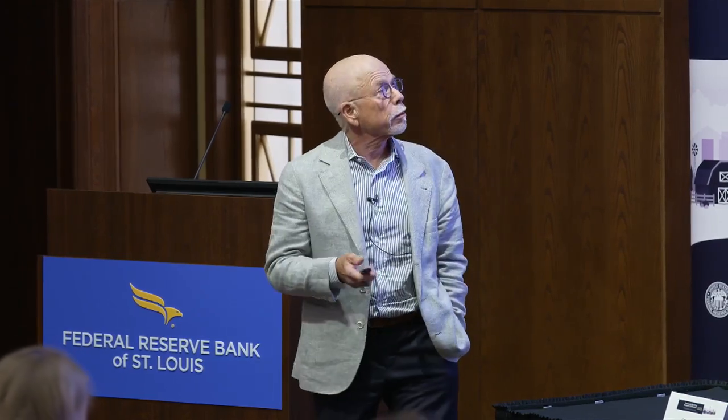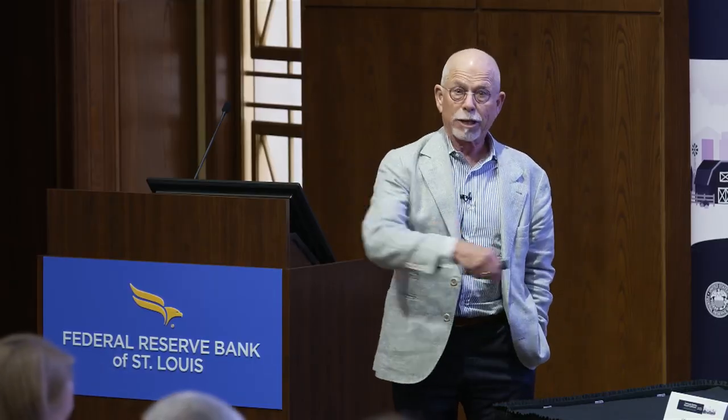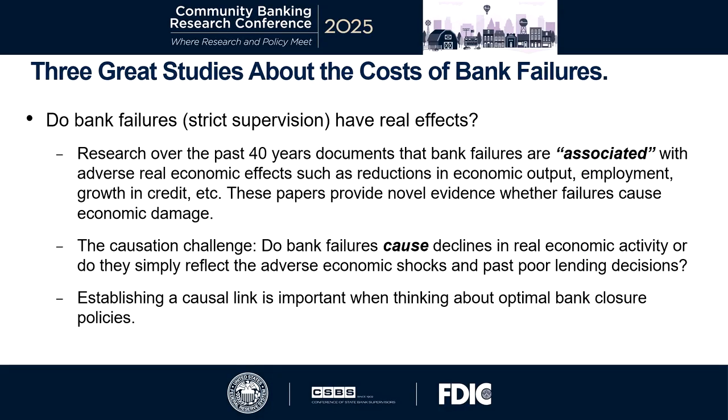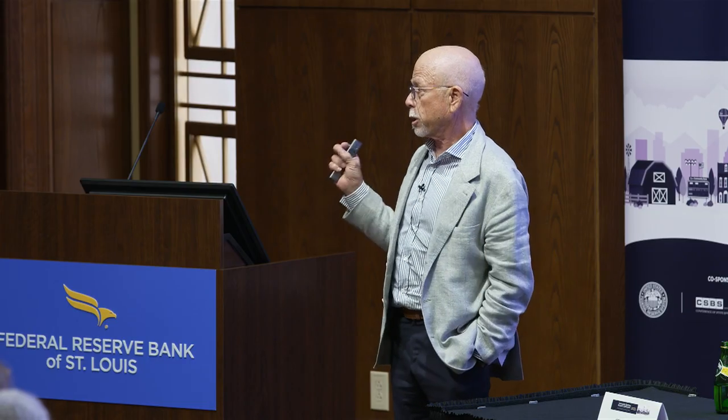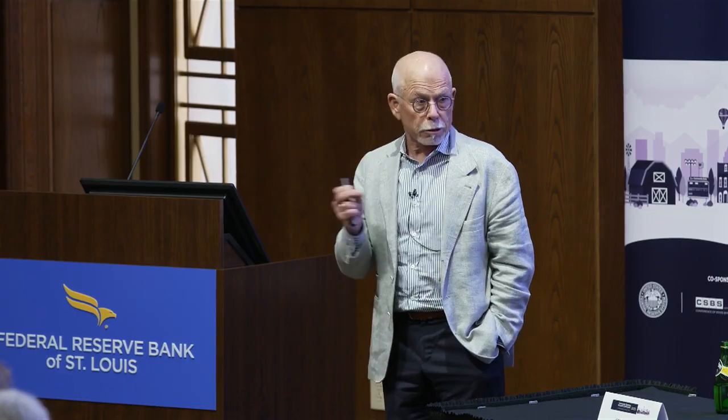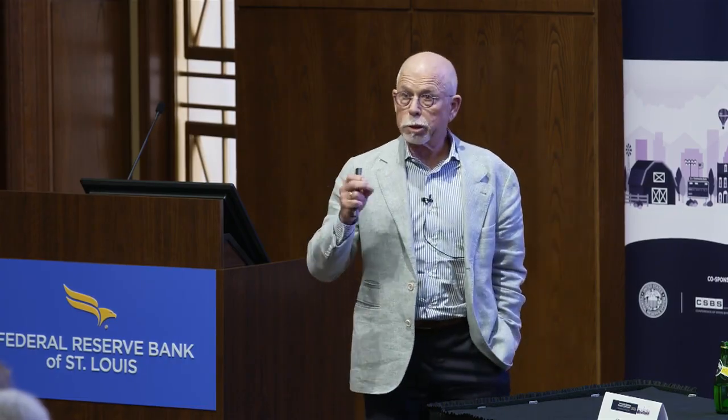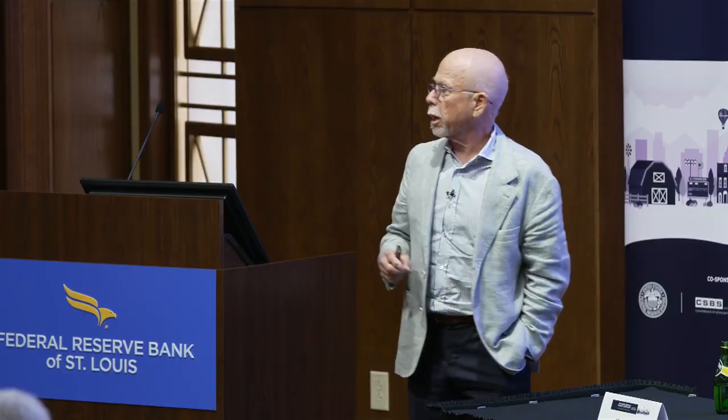Economists have been struggling with the following. We know that bank failures are associated with economic downturns. They're clustered in economic downturns. The question that economists have to ask is, do they add to those downturns? In other words, do they cause further economic damage, or are they just associated with an economic downturn? It's a critical public policy issue, because if it's just associated with an economic downturn, then we don't have to think too hard about the costs, the trade-offs between strict supervision on the one hand and lower economic activity.